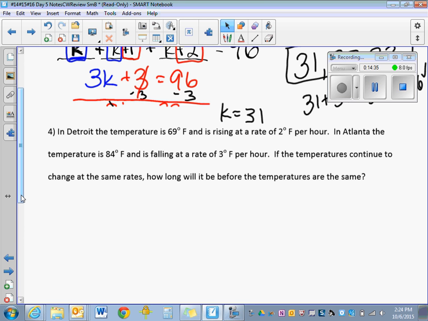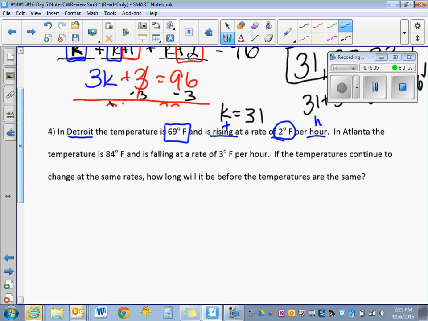Alright, so we read it once. Let's read it looking for information. So we have Detroit. What is the current temperature in Detroit? And what's happening to that temperature? It's going up. Good, it's going up by 2. It's rising at a rate of 2 degrees, which means we are adding 2 degrees. How often are we adding this 2 degrees? Per hour, every single hour. Let's use H for hour.